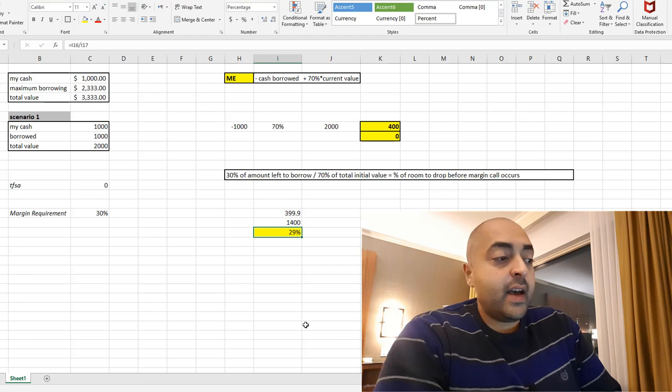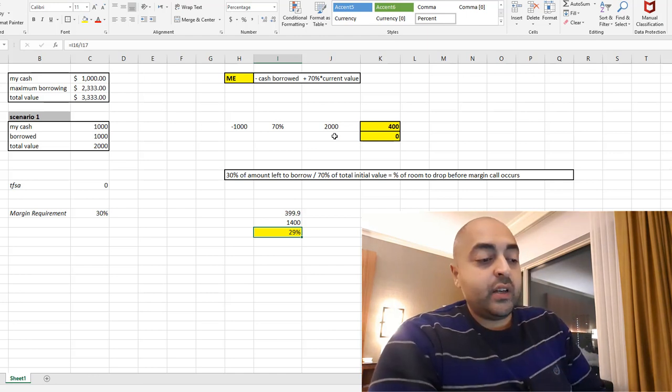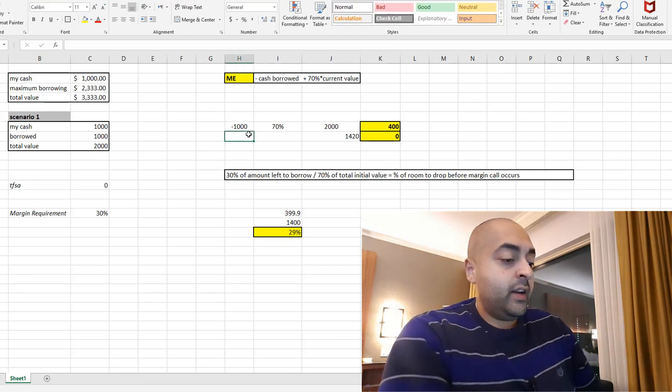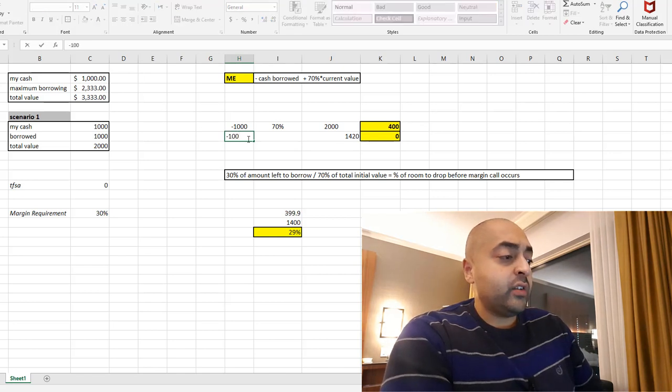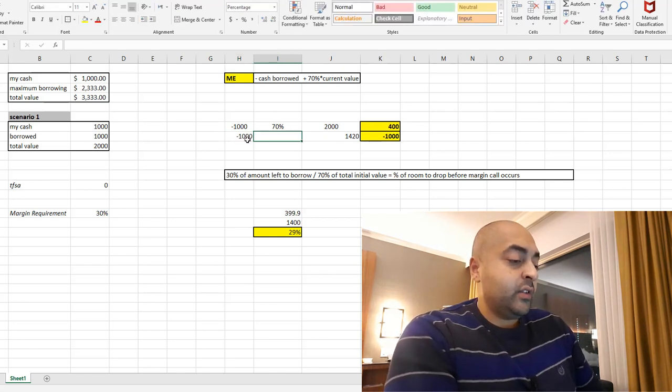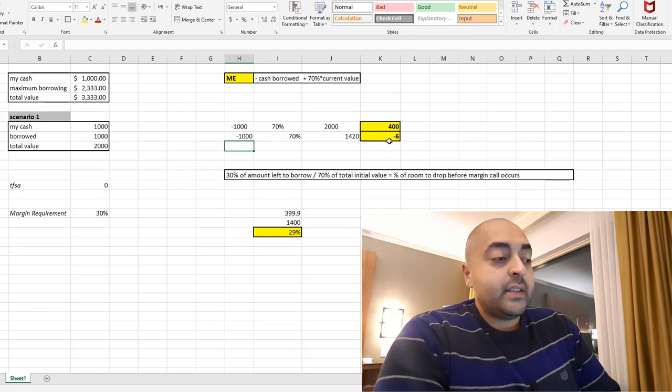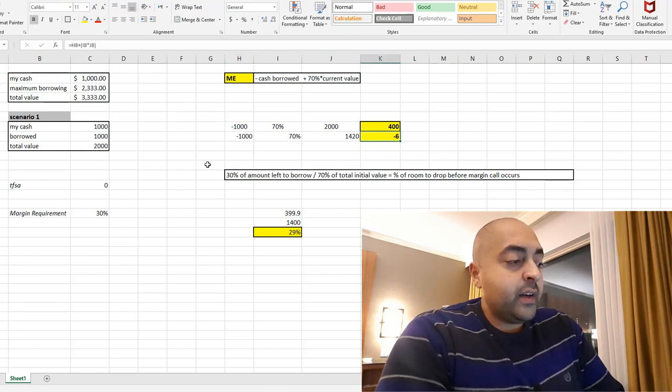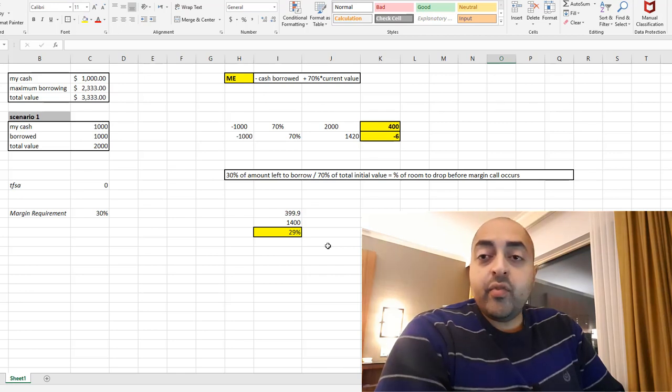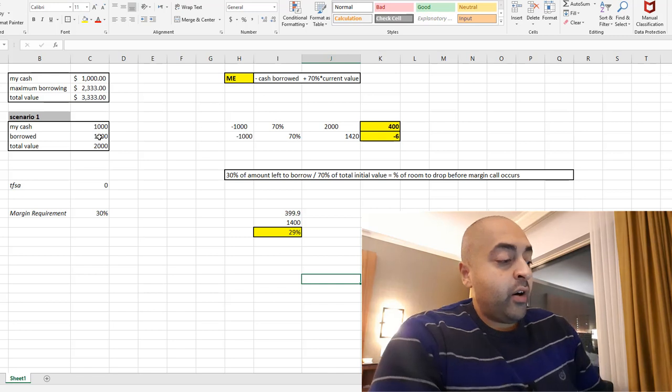So to test that, we're going to put here 71% of 2,000. And here I borrowed $1,000, and here is still 70%. So yeah, I'm at -6. So with this formula here, I'm able to know the room I have before the broker places a margin call on my account. Now let's say I borrowed $1,500.